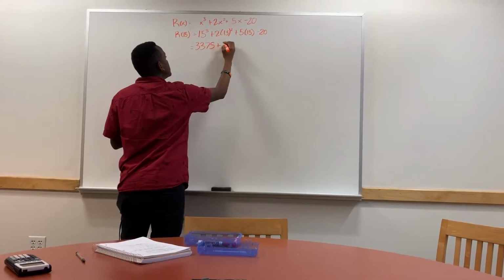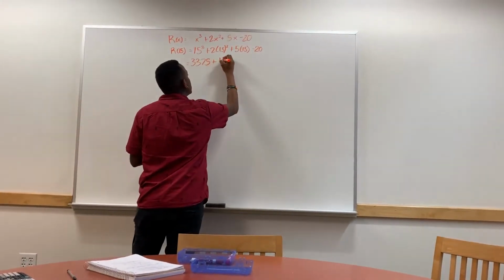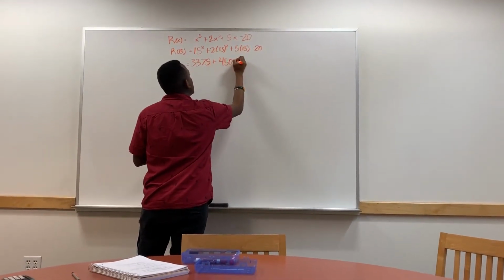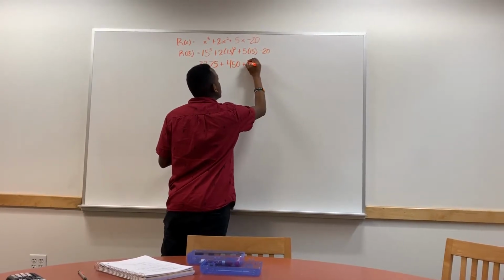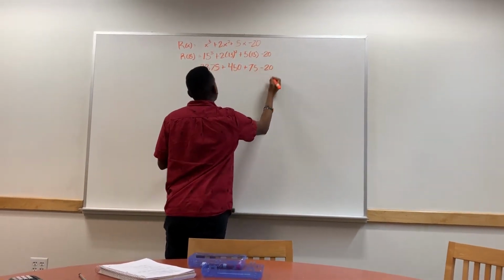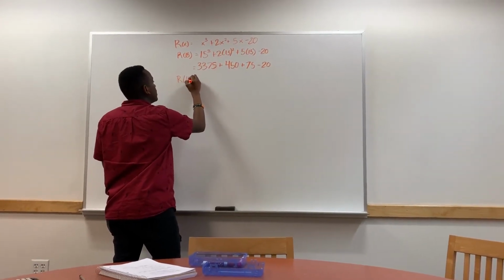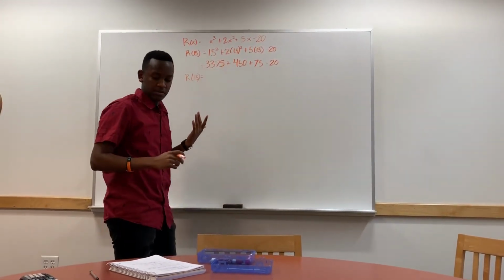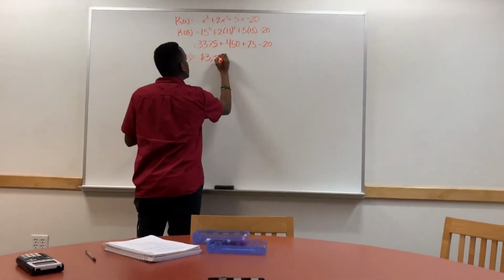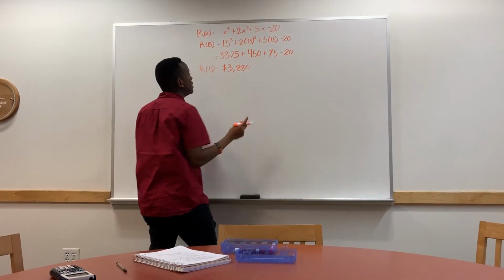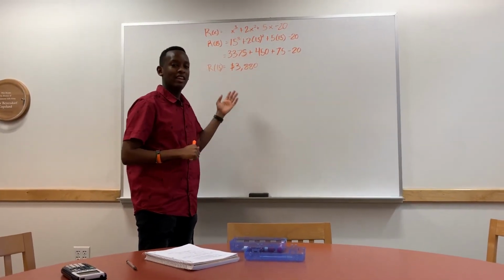Then 2 times 15 squared is 450, and 5 times 15 is 75, minus 20. So the revenue from 15 items would be equal to $3,880. So they're doing pretty well for selling 15 items. They get that much revenue.